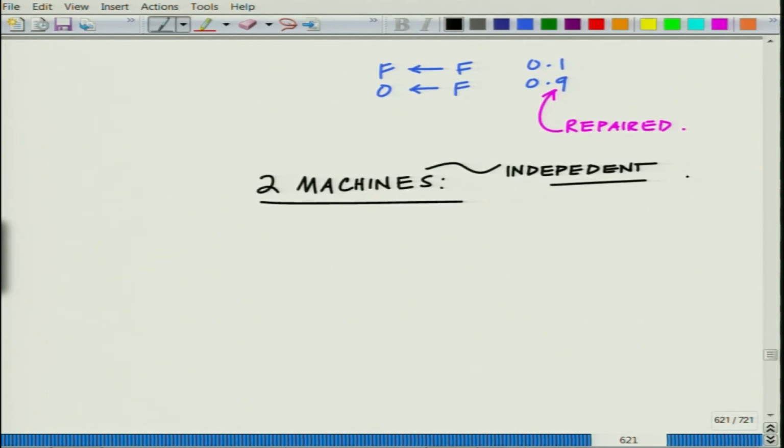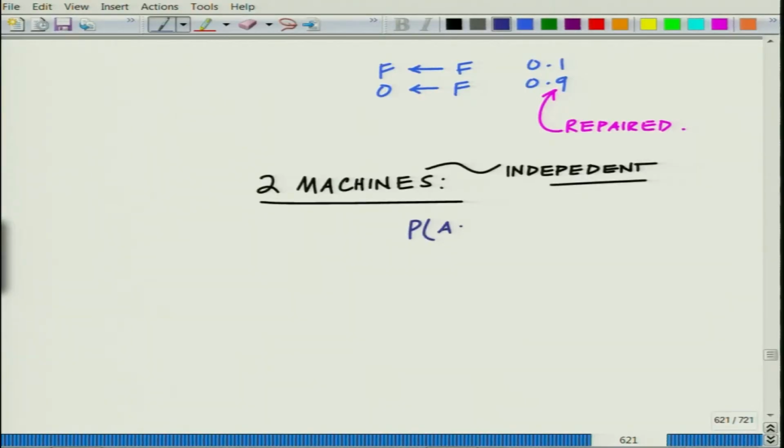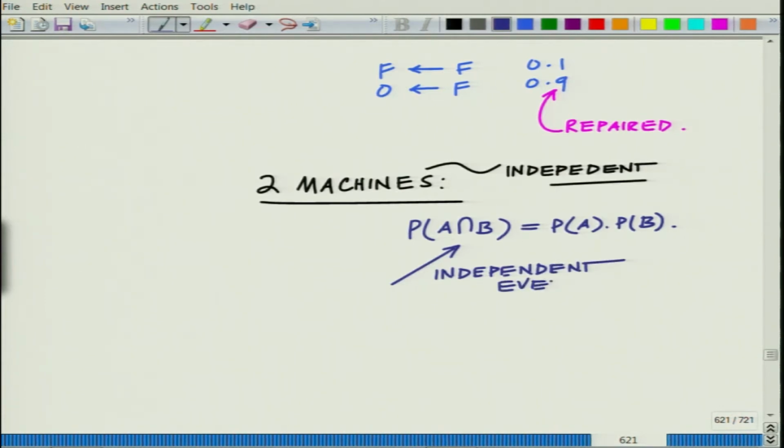That is, their operation is independent, that is the problems occur independently, they break down independently, and because the problems are independent, the probability that they are repaired or not being repaired is also independent, right. And we know from probability theory that if two events are independent, then the probability of A intersection B equals probability of A into probability of B. This is for independent events.